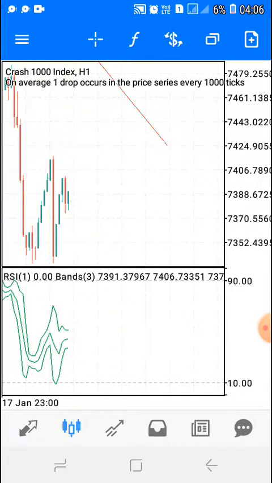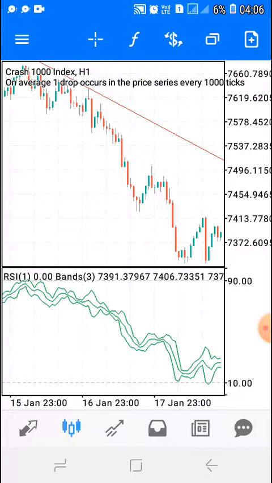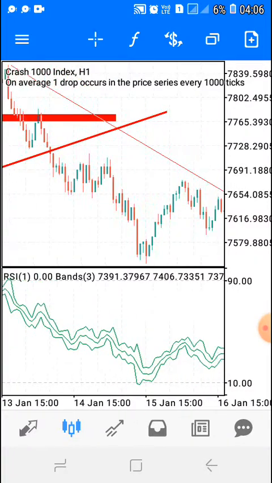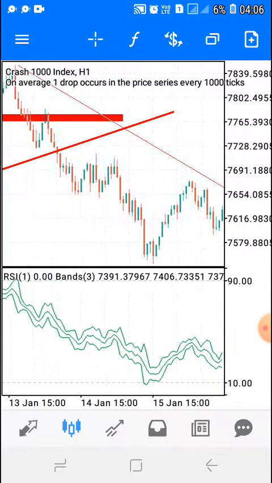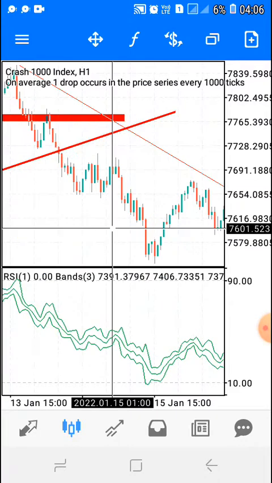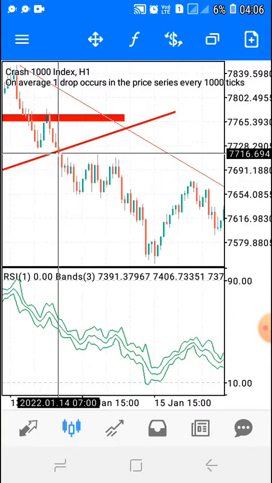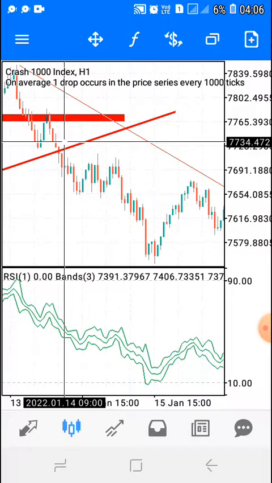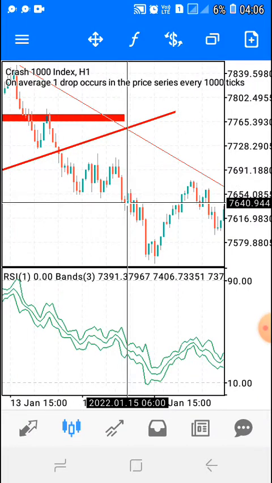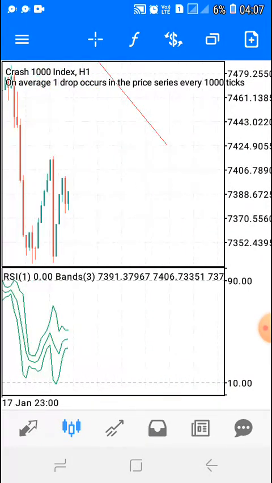So what we want to do is, if we see this on Crash 1000, that is our first confirmation, right? Because remember, Crash 1000 spikes to the downward side. It spikes in a downtrend, right? So for example, look what happened after price decided to break below this trend line. It just went down and down and down, okay?